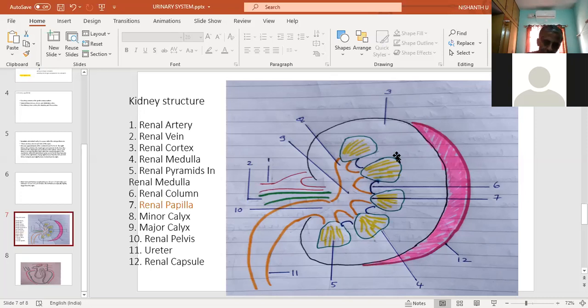Apart from that, each kidney is covered with a thick capsule, a fibrous fatty layer. That is nothing but the renal capsule. So this is about the basic structure of the kidney.